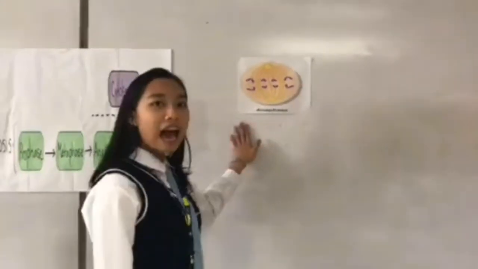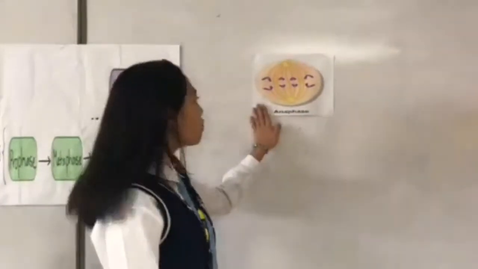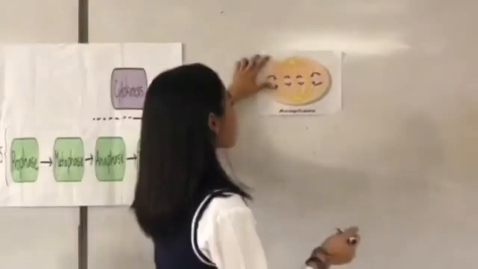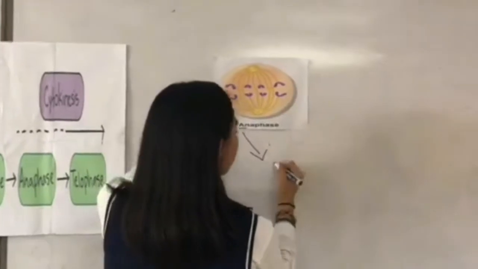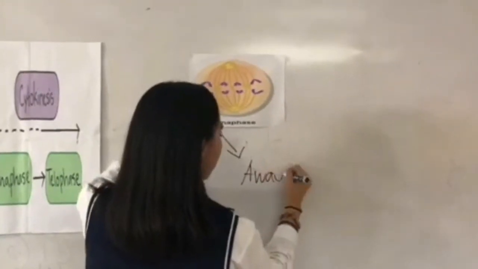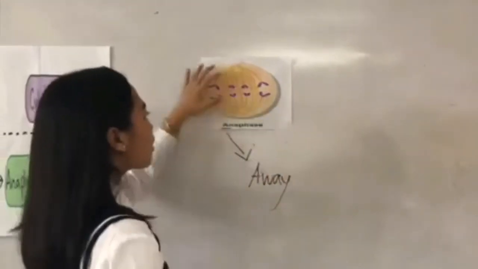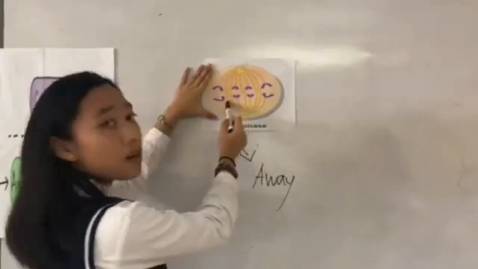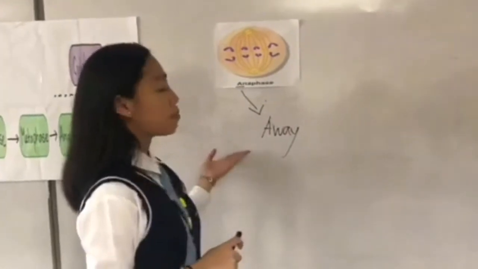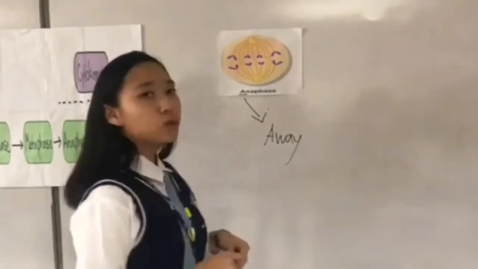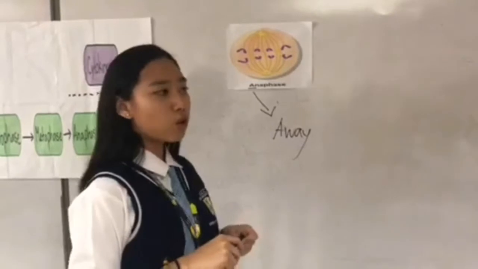Anaphase is the stage of mitosis after metaphase. Think that the "a" in anaphase means away, because the chromosomes are pulled away from each other. Anaphase is the shortest phase in mitosis. It takes only 2 to 3 minutes of the whole cell cycle.